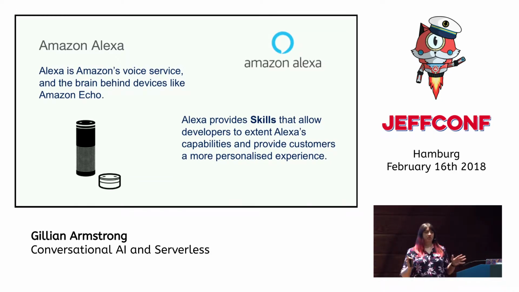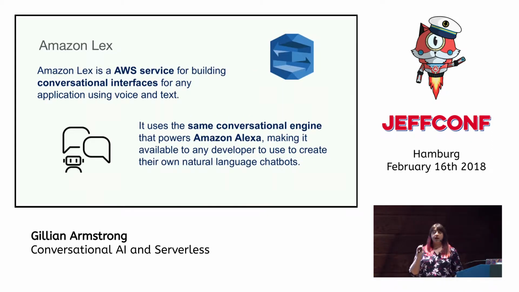If somehow you aren't familiar with Alexa, you've never heard of it, it is Amazon's own digital assistant. It lets you extend and add custom functionality to its already quite broad functionality by building something called a skill. Amazon Lex, on the other hand, is an AWS service, and it lets you build your own conversational interface anywhere you want using the same conversational engine that is in Amazon Alexa.